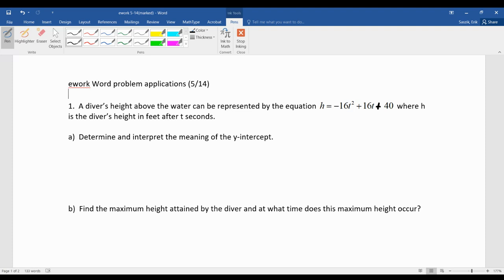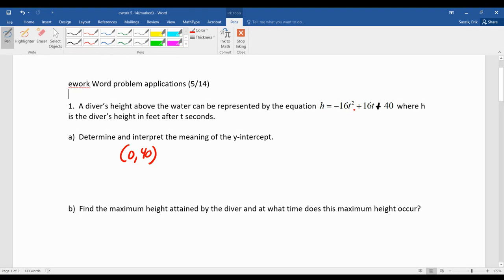Okay, the y-intercept, remember, all y-intercepts have an x value of 0. So if I plug 0 in for t, these two things here in front go away, and I'm just left with the 40. So the y-intercept is 40. Now what does it mean in the context of this problem?